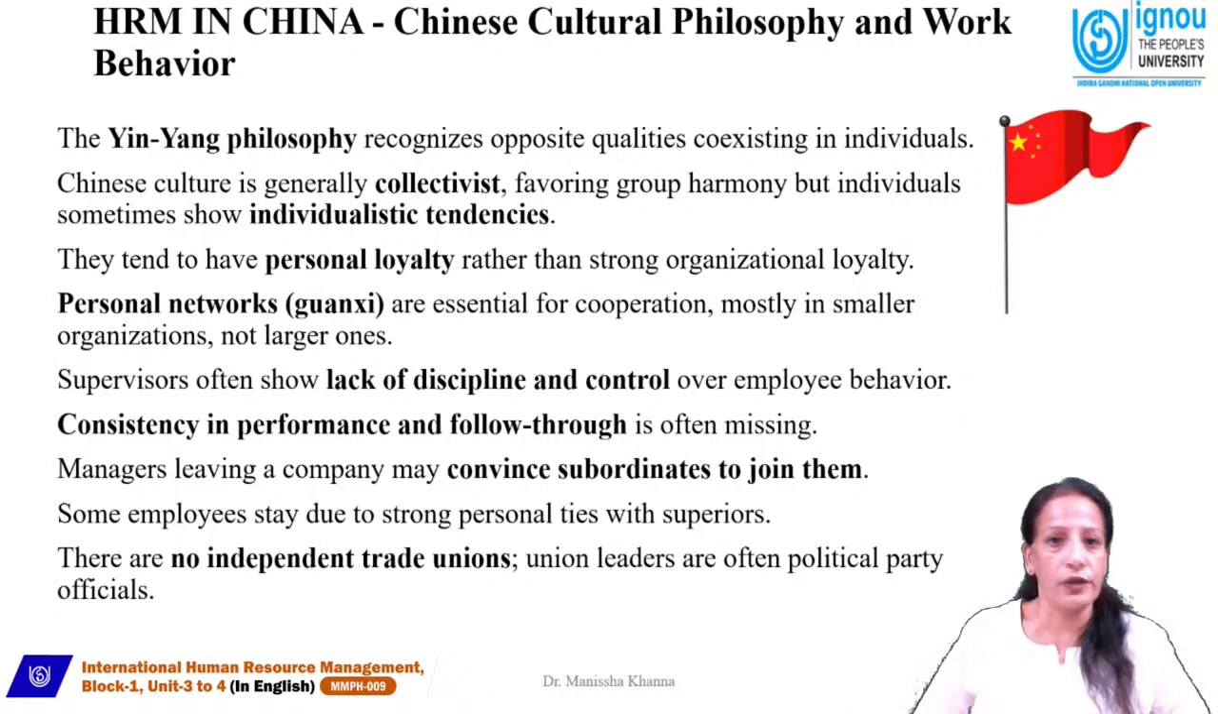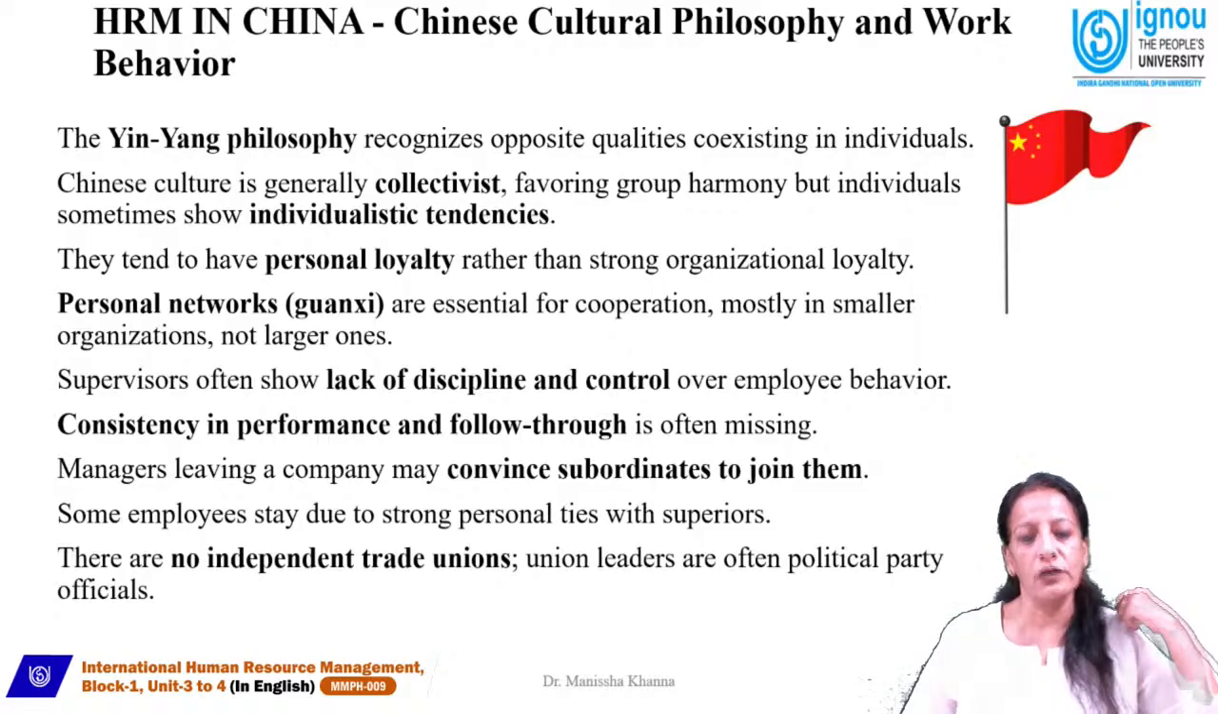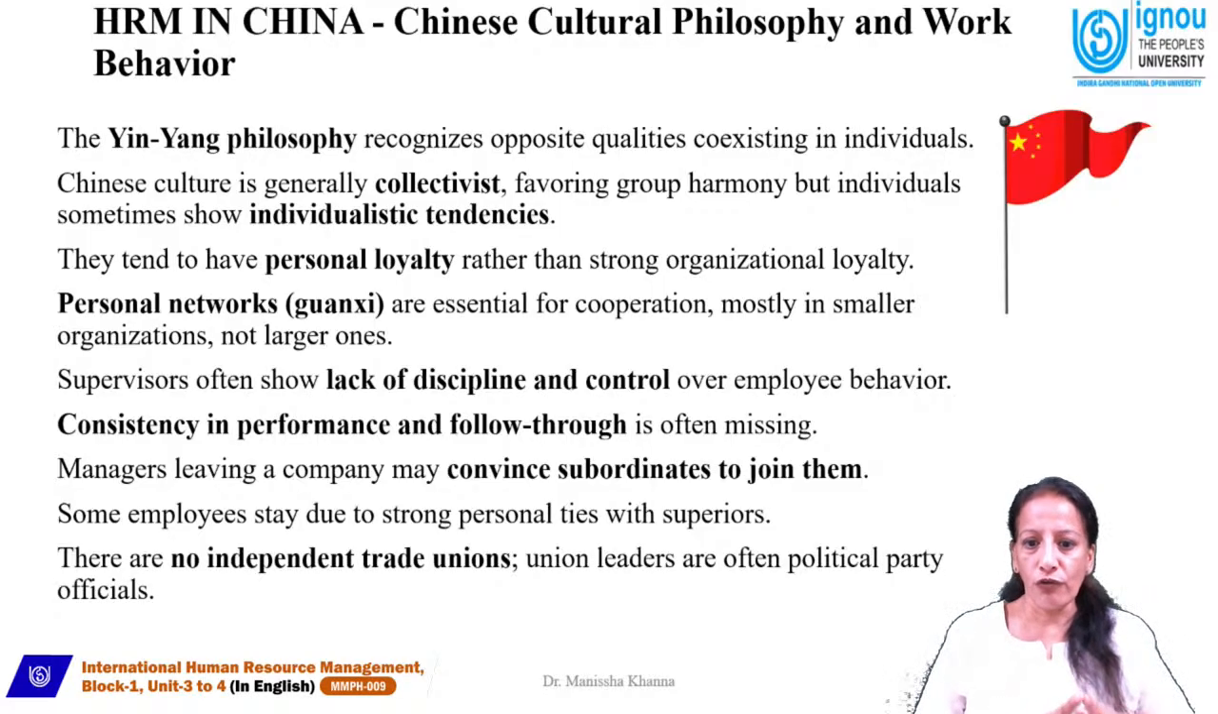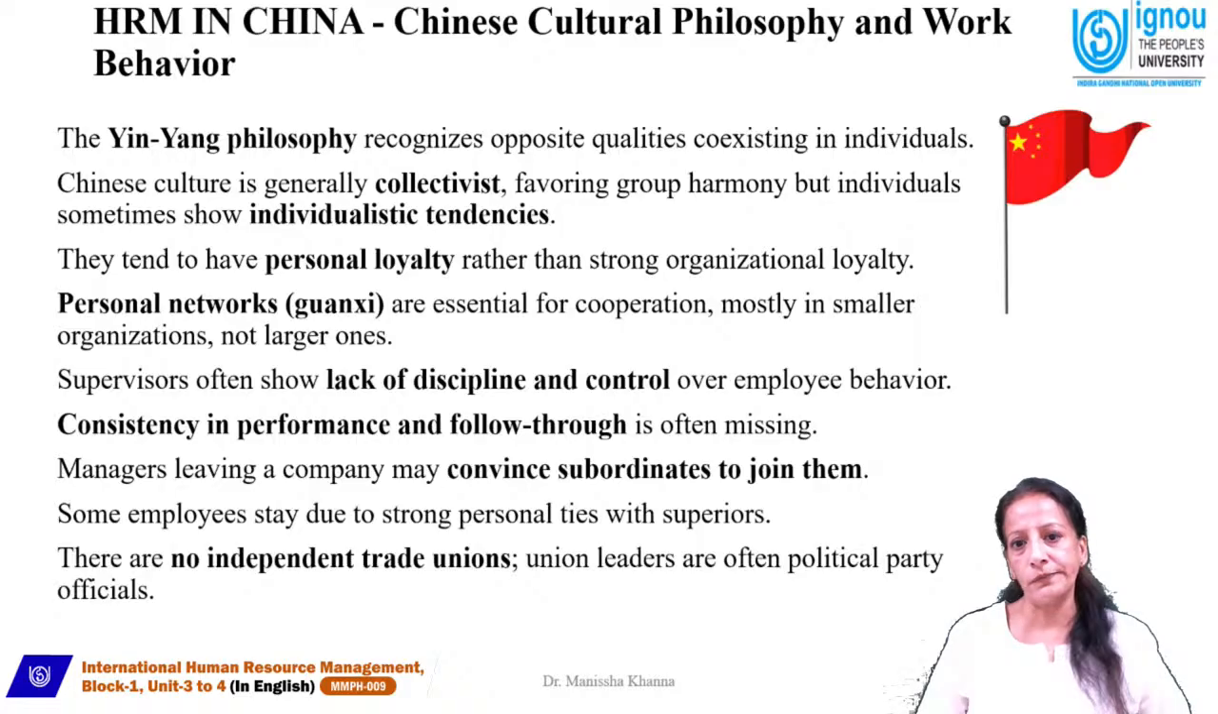If we talk about work behavior at the organization, they tend to have personal loyalty rather than organizational loyalty. We've seen that they are very loyal to their workplace. The personal network, which is known as guanxi, is essential for cooperation, mostly seen in smaller organizations rather than in larger ones. So supervisors often show lack of discipline and control over employees' behavior. Consistency in performance and follow through is often missing. Managers leaving a company may convince subordinates to join them. So it is seen the manager sometimes takes the entire team along with them.